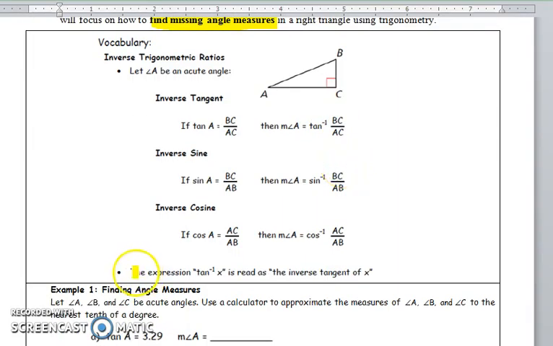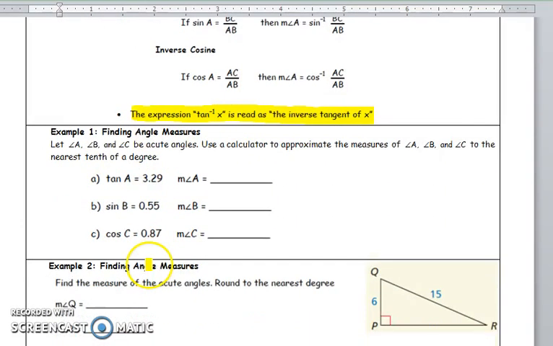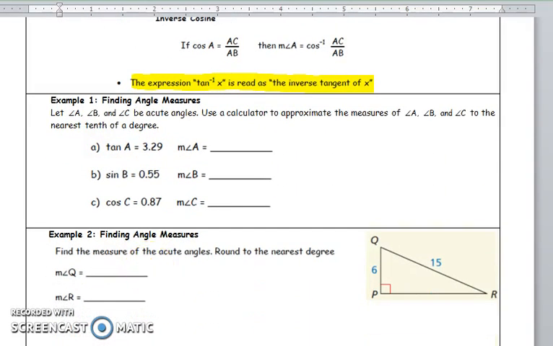So it's important to note that the expression tan to the power of negative 1 of x is read as the inverse tangent of x. So whenever you see that little exponent of a negative 1 right after the trig abbreviation, you know you're dealing with the inverse trig function. So let's explain what this means.